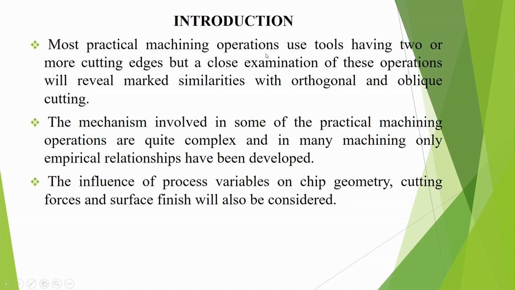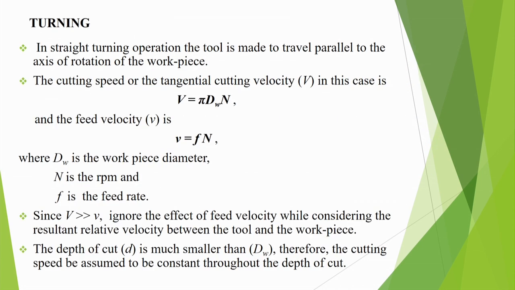So most practical machining operations use tools having two or more cutting edges, but a close examination of these operations will reveal marked similarities with orthogonal and oblique cutting. So whatever orthogonal and oblique cutting we have studied can be applied in order to get a fairly accurate estimate. The mechanisms involved in some of the practical machining operations are quite complex, and in many machining operations only empirical relationships have been developed. The influence of process variables on chip geometry, cutting forces and surface finish will also be considered. We will discuss surface finish also, which till now we have not discussed.